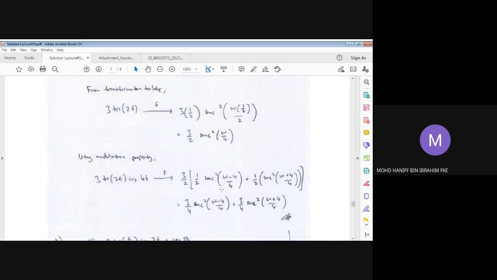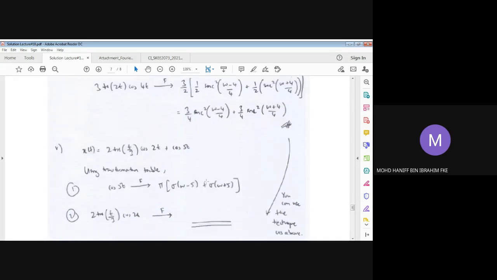Then finally, this is the example for the same slide. We have 3 triangular t over 3, times cos of 2t plus cos of 5t. I believe the first term here is similar to the previous example. The difference is only in the scaling constant, which is 1 over 3. So you can try to solve this on your own. And for the cos 5t, it is simply pi of delta omega minus 5 plus delta omega plus 5. For the cos 5t, you can refer to the table here.